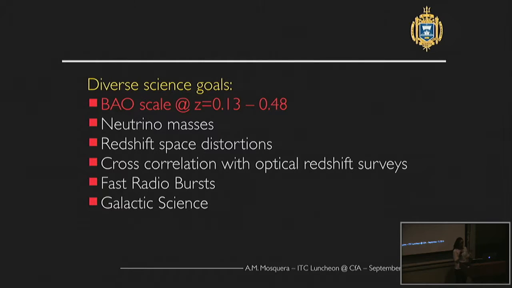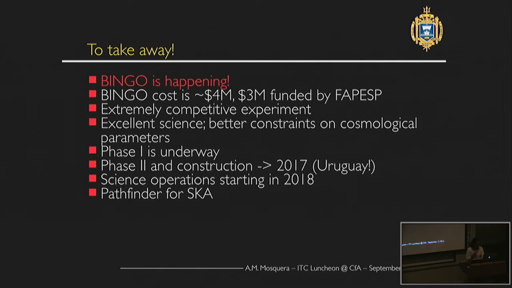For example, we are planning an overlap of 800 square degrees with the Dark Energy Survey. We can also study fast radio bursts, and this is going to be very important because up to now, I think of the order of 20 are known, and with BINGO we are expecting to measure of the order of 100 per year. The BINGO experiment will also cross the galactic plane, so we can also do some galactic science with the data that we are going to obtain.